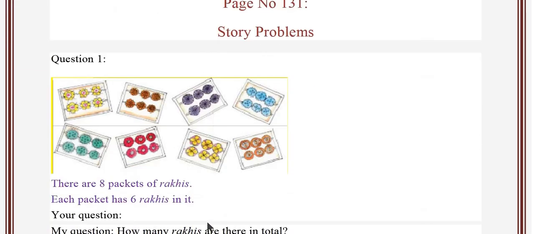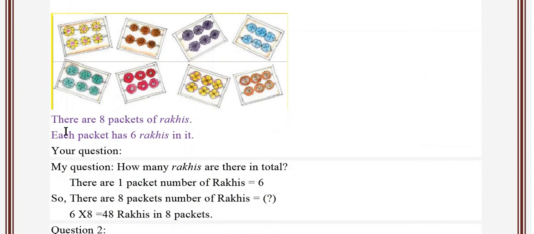Now page number 131. Story problems. Question number 1. There are 8 packets of Rakhis. In each packet 6 Rakhis are there. So 6 eights are 48. 1, 2, 3, 4, 5, 6, 7, 8. 8 sixes are 48 Rakhis. My question, how many Rakhis are there in total?